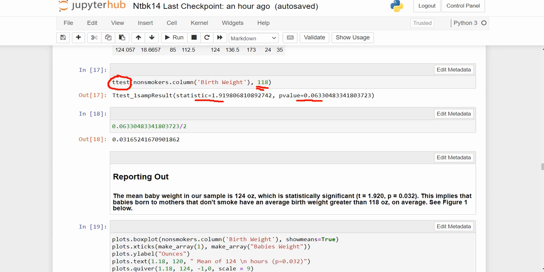So we have evidence that the birth weight for these non-smoking moms was greater than 118 ounces on average.